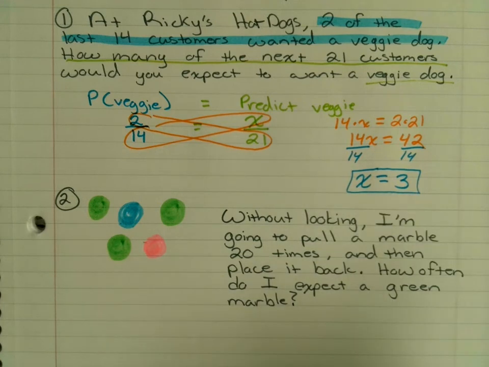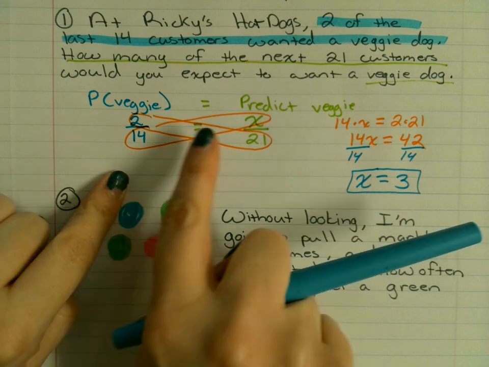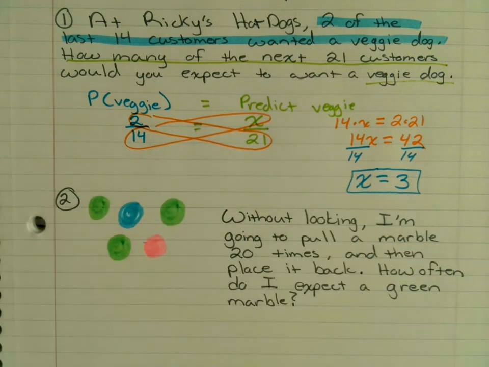Is that guaranteed to happen? If I have 21 more people coming through, am I guaranteed that there's only going to be 3 veggie dogs sold? No. It's just a prediction. Remember, predictions are the same thing as estimates. We're estimating that 3 veggie dogs would be sold. Okay, but all you're doing is finding out your probability first, then setting it equal to x over a newer total, to make a prediction.